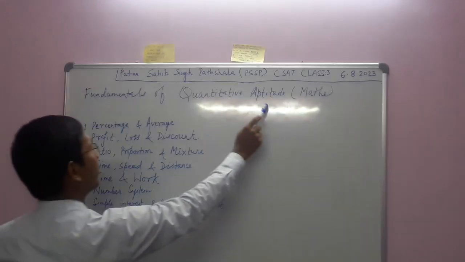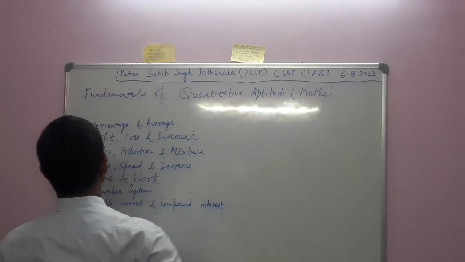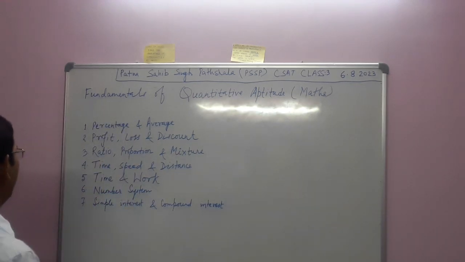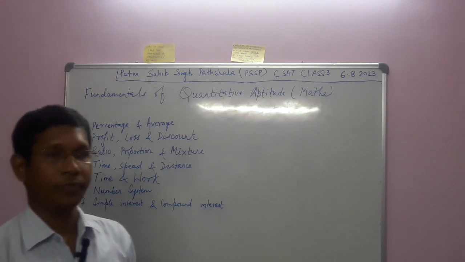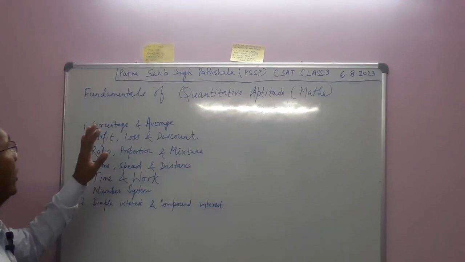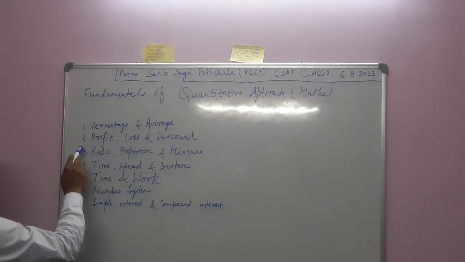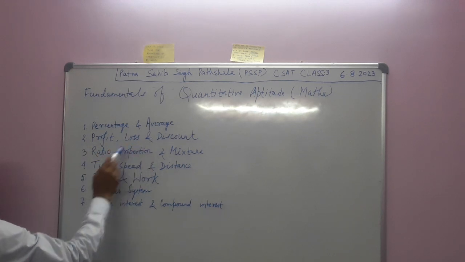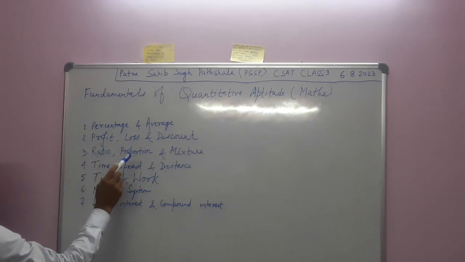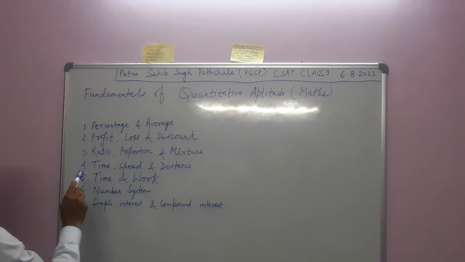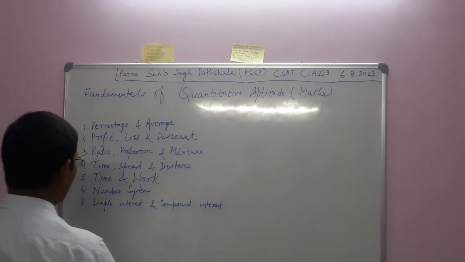Today we have fundamentals of quantitative aptitude, that is maths classes. First of all we shall delineate what are the chapters we need to study in the quantitative aptitude section. First we will study percentage and average, then profit, loss and discount, then ratio, proportion and mixture. After that, time, speed and distance, time and work, number system, simple interest and compound interest.